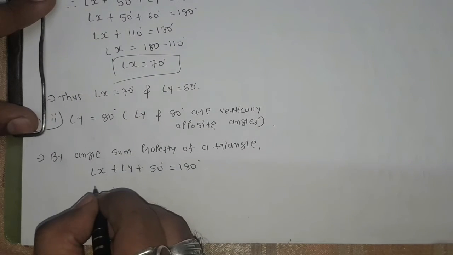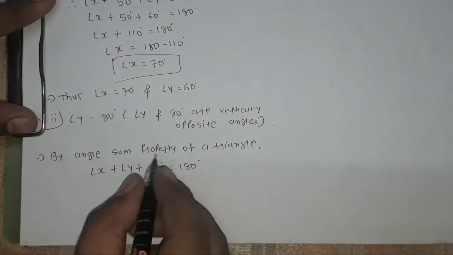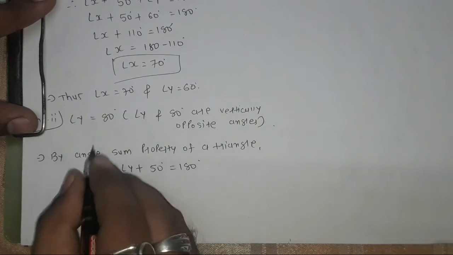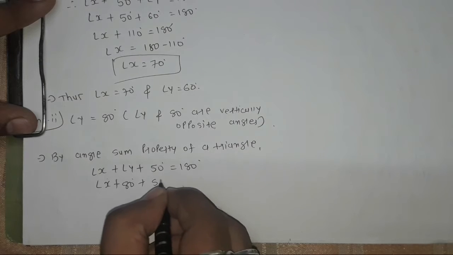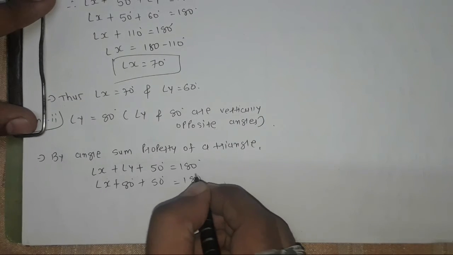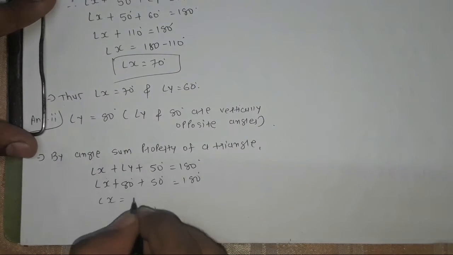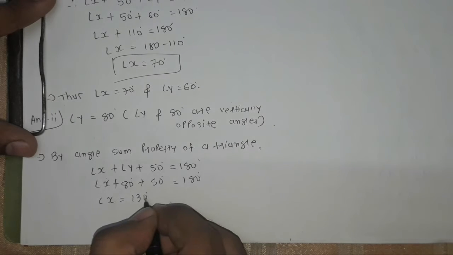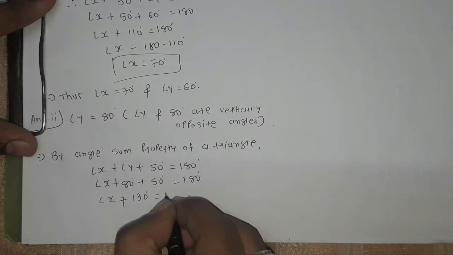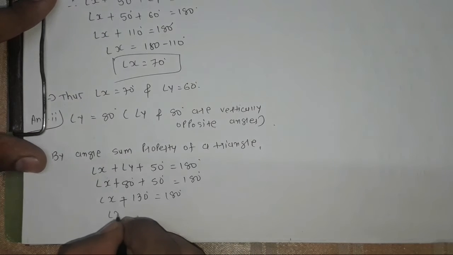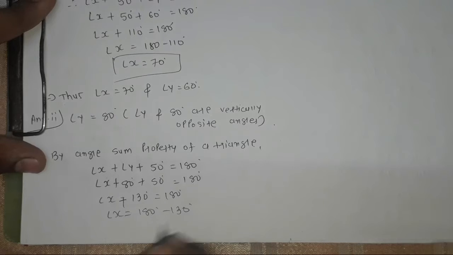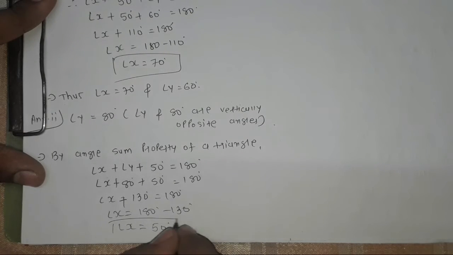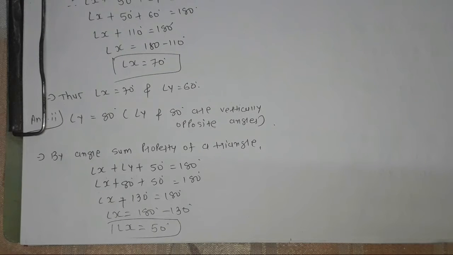Now measure of angle x we already found, which is angle x plus measure of angle y we already get, which is 80 degree plus 50 degree equal to 180 degree. Now 80 plus 50 we all know 130 degree, plus 130 degree equal to 180 degree. Now angle x is equal to 180 minus 130. So 180 minus 130 I will get 50 degree. So value of measure angle x is 50 degree.